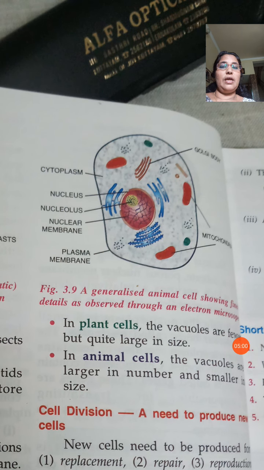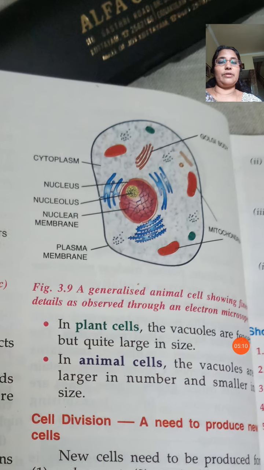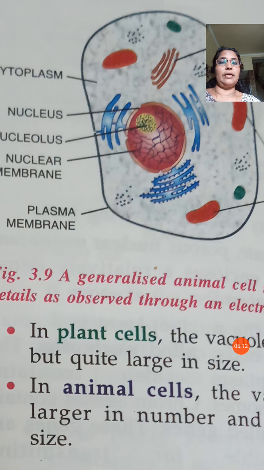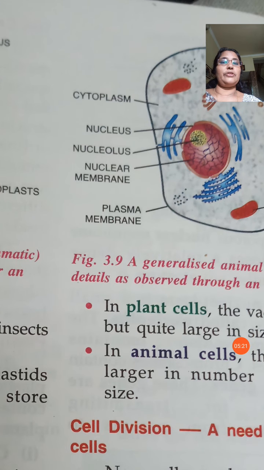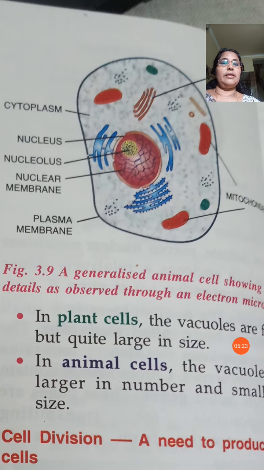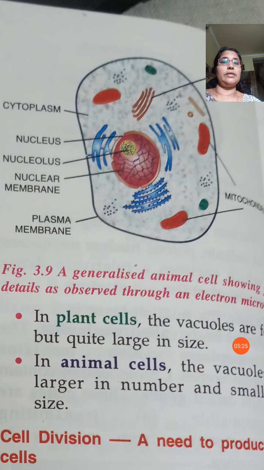The outermost layer of the animal cell is the cell membrane. Here figure 3.9 shows the animal cell. In that outermost layer you can see the plasma membrane. Then inside you can see the cytoplasm. The uppermost marking here is the cytoplasm, and the middle round body is the nucleus. These are the main important parts.